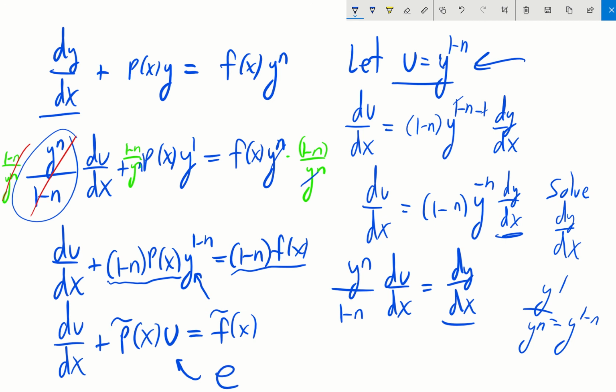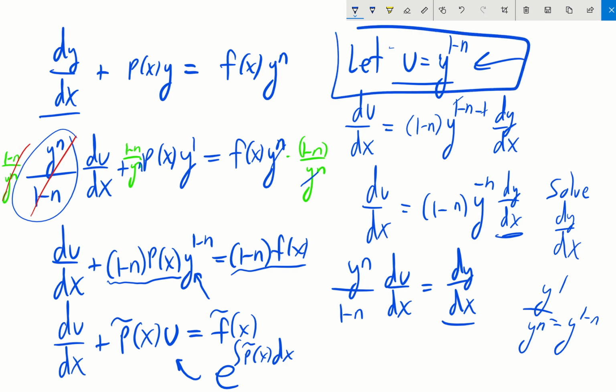We have our integrating factor. In this case, it would be e to the integral of p twiddle of x dx. So they were correct. They don't show it explicitly in the textbook, but now you can see it here. If you have one of these Bernoulli equations, using the substitution u equals y to the 1 minus n, we'll convert it into a first order linear ODE, and then that's something we already know how to solve using our integrating factor methods.